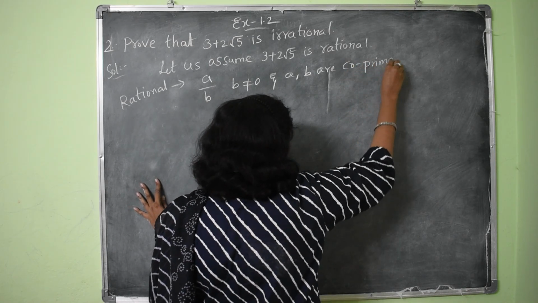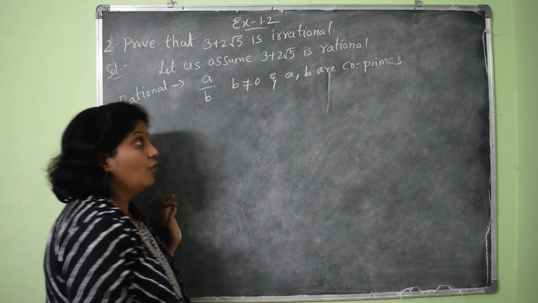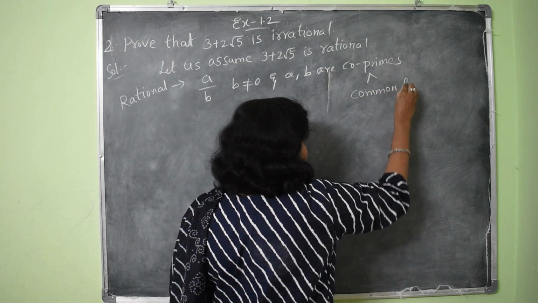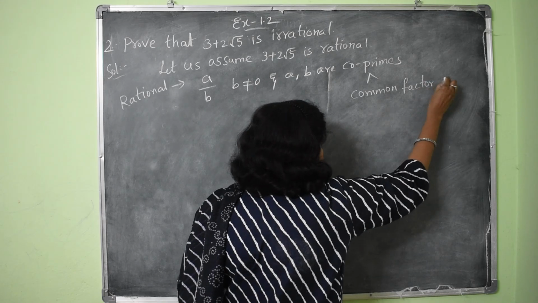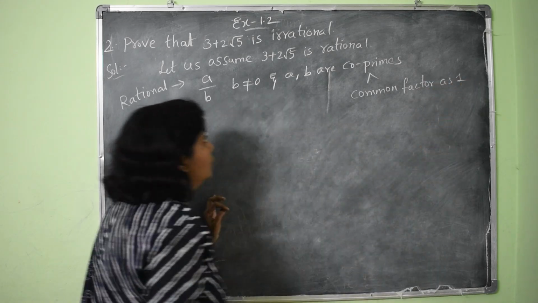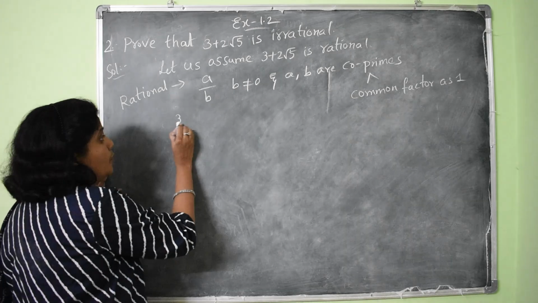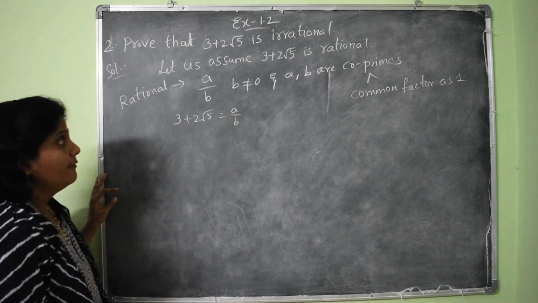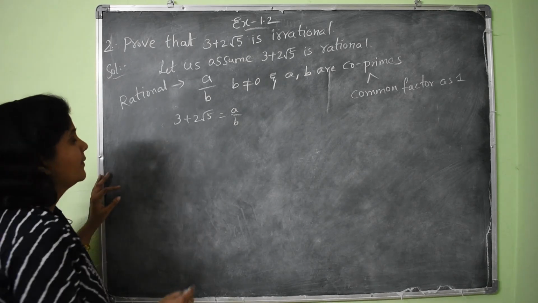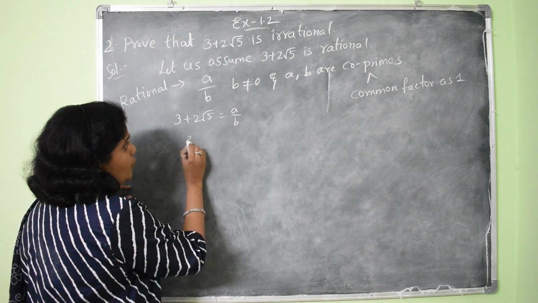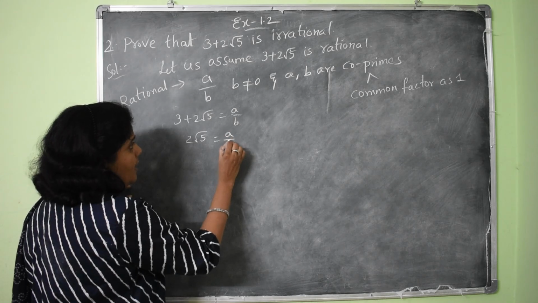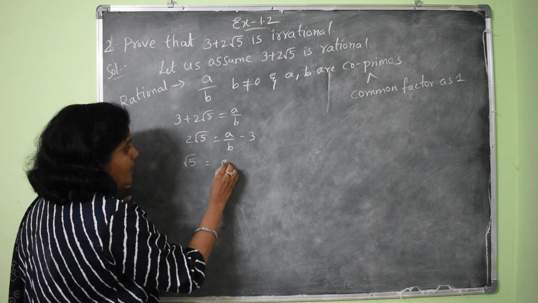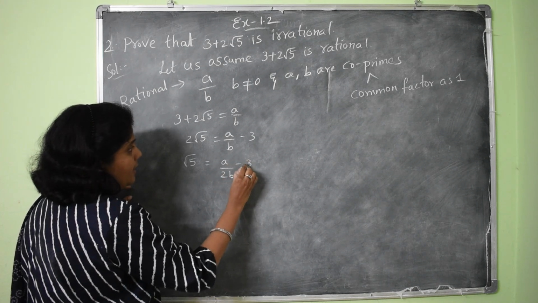We already know about coprimes: coprimes should have the common factor as 1. So I am equating 3 plus 2 root 5 to a by b, where a and b are coprime numbers. So 2 root 5 is equal to a by b minus 3. So root 5 is equal to a by 2b minus 3 by 2.